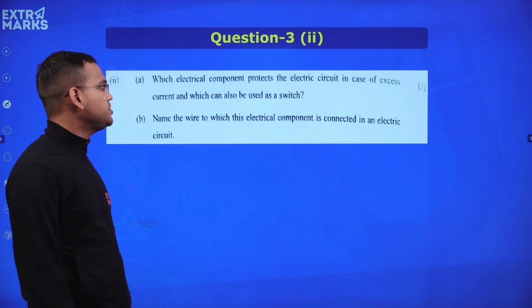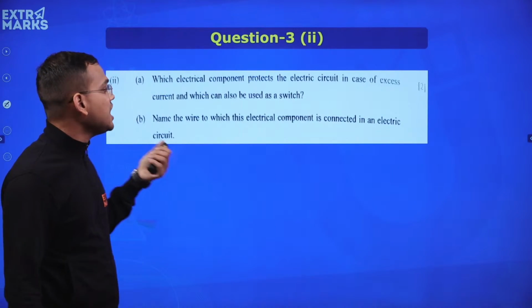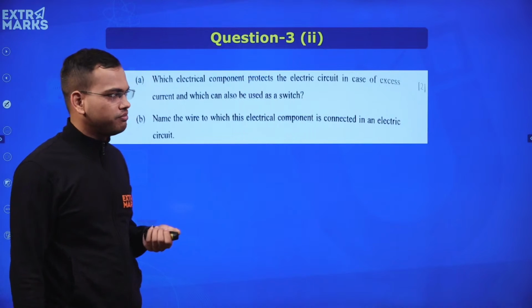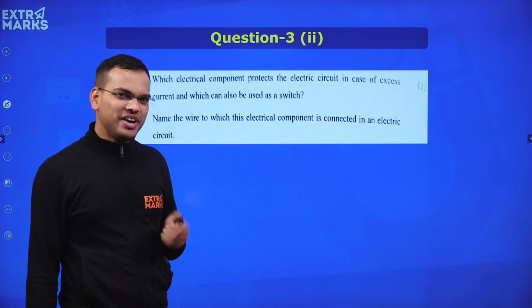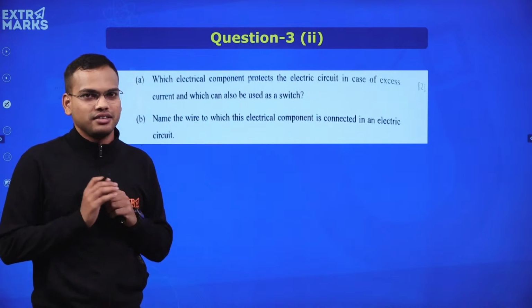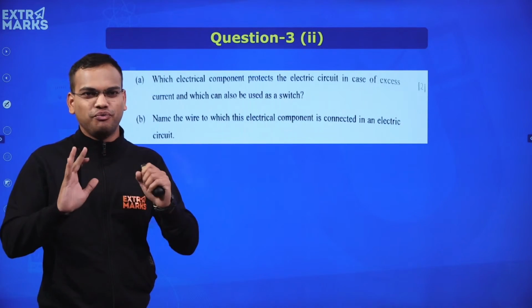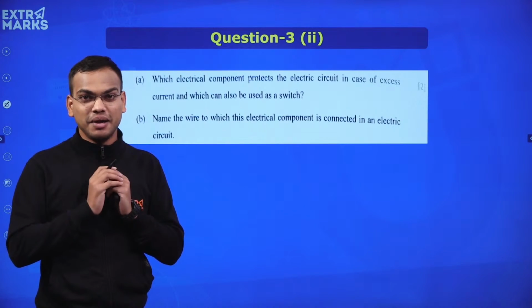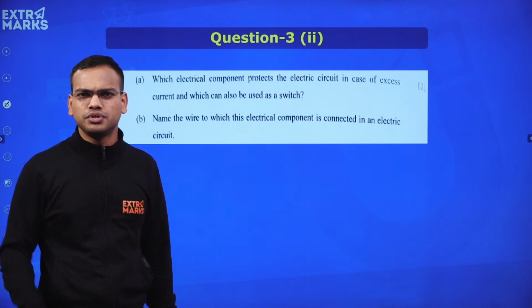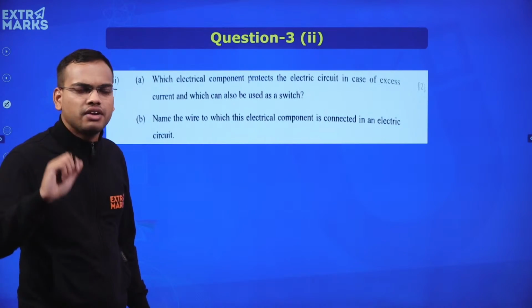Now let's come to the next question. Which electrical component protects the electric circuit in case of excess current and can also be used as a switch? Now, whenever this kind of thing comes to mind, which electrical component protects the electric circuit, it is a safety device, right? Something which provides safety to our home from the electricity. Suddenly a name comes to mind, fuse. Something happens, the fuse blows out. The fuse is gone for the house, that's why the power is cut, right?